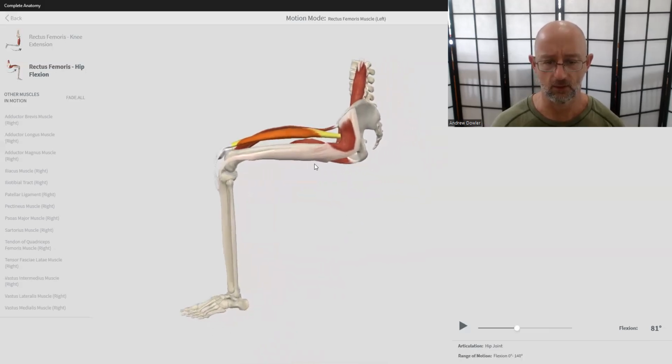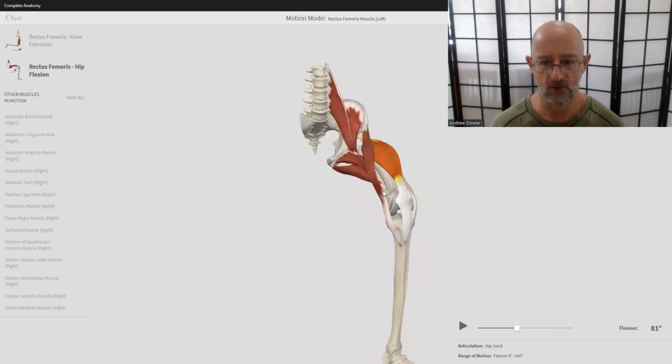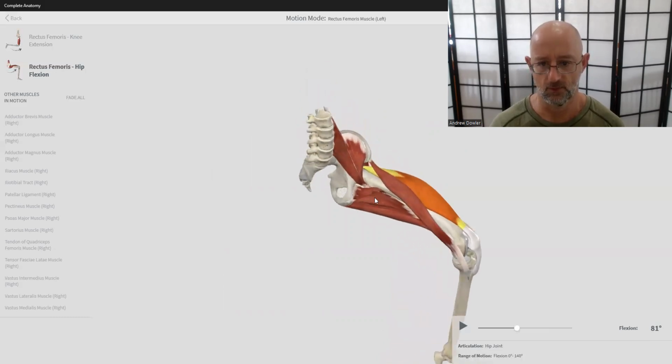Now, another key thing to keep in mind here is that hip flexion is a combination of the rectus femoris, the adductors, which is why they're shown here.